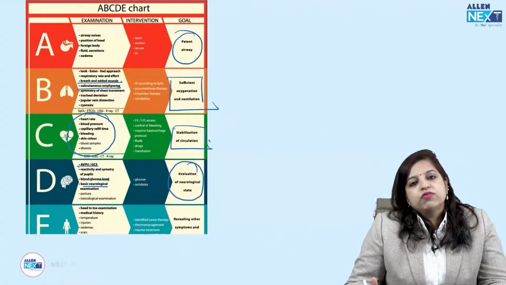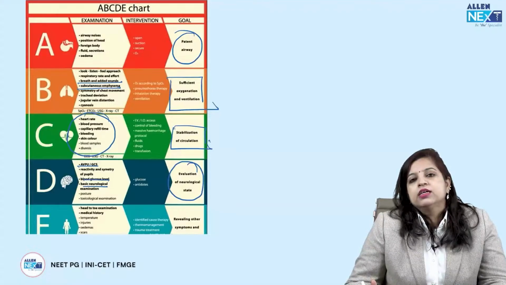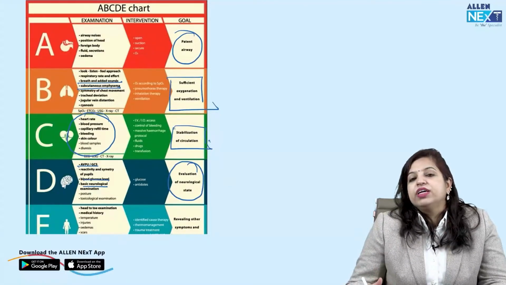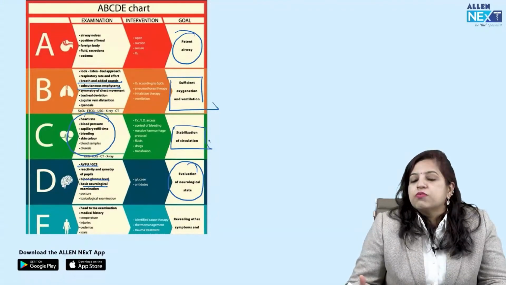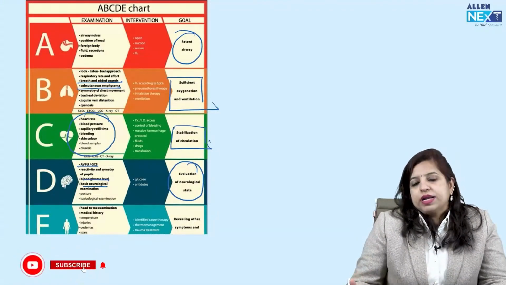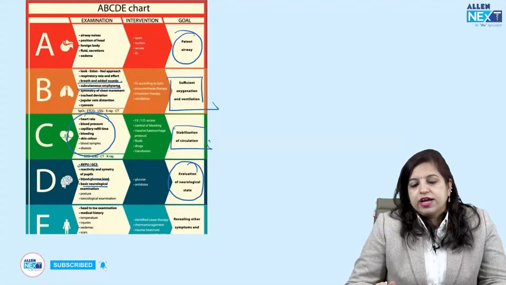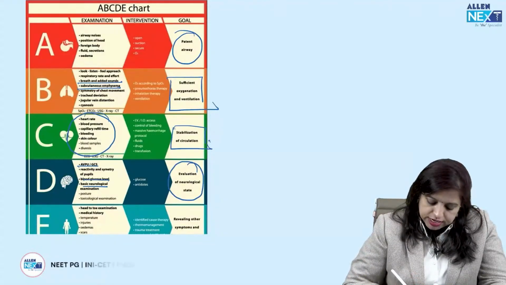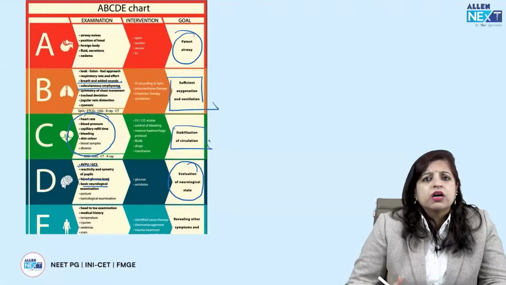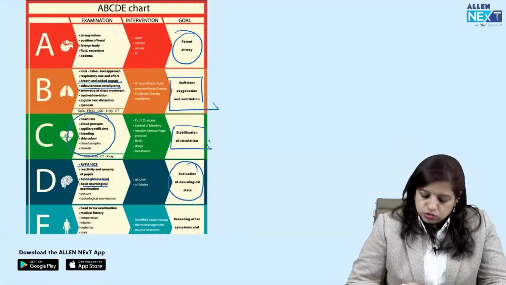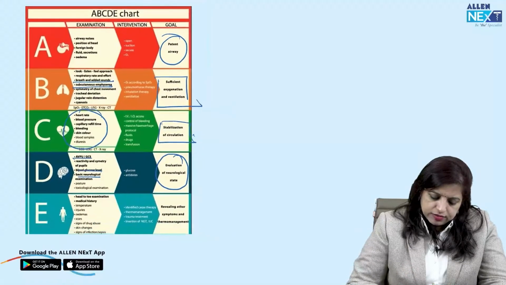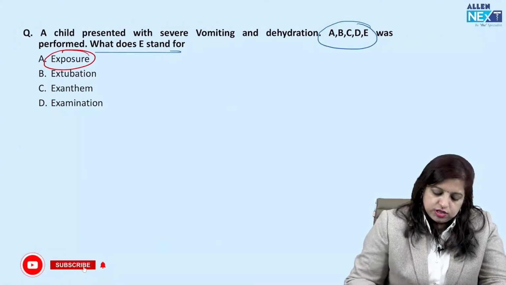Ultimately, the aim of this E is that we have to try and reveal other signs and symptoms that may be hidden under the clothes, that may give us some idea about the current state of the child, right? So E stands for exposing the child and looking for injuries, edema, scars, petechiae, or some hemorrhages of the skin, right? So E stands for exposure.